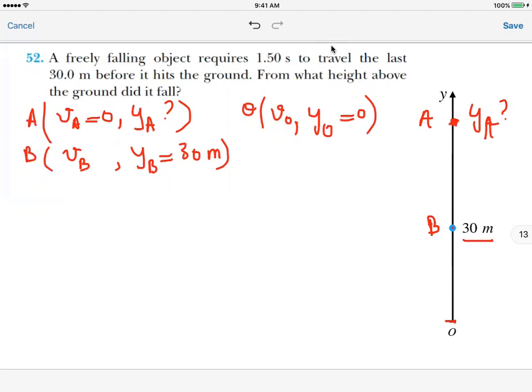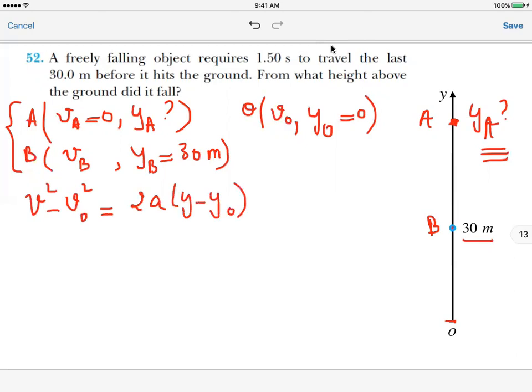So what we need is to determine who is YA, right? If you just have a look at these 2 points, they have both the velocities and the positions. And in each point, we have one variable that's known and the other is unknown. So that reminds us that there should be a relation that relates the velocity to the position. You still remember this equation? It's given by v squared minus v0 squared is equal to 2a times y minus y0, right?